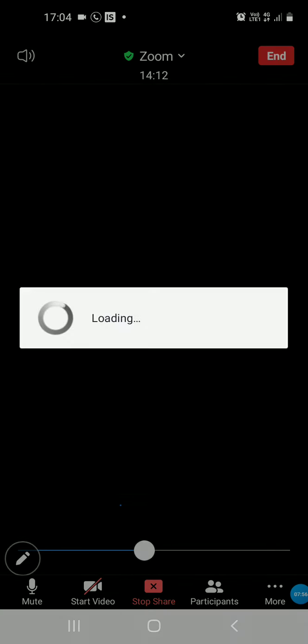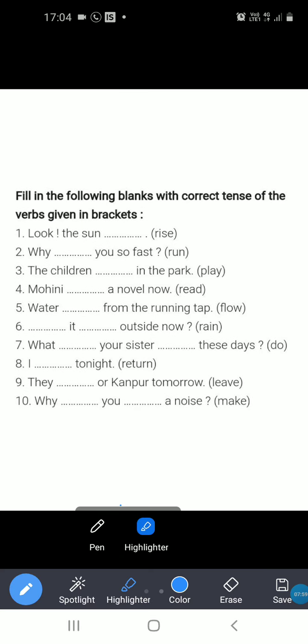And next part is, let's do the exercise now. As we have studied about continuous tense, that is progressive tense, the action is ongoing. So how can we complete this? Look, the sun. Usually we use this type of question in simple present tense, because that is a general truth, a universal truth, and that we use in simple present tense only.